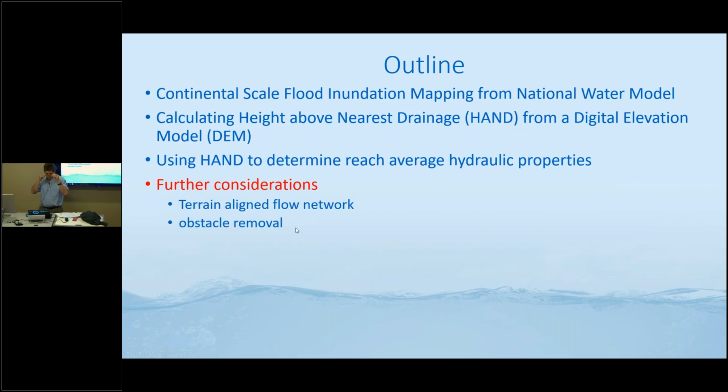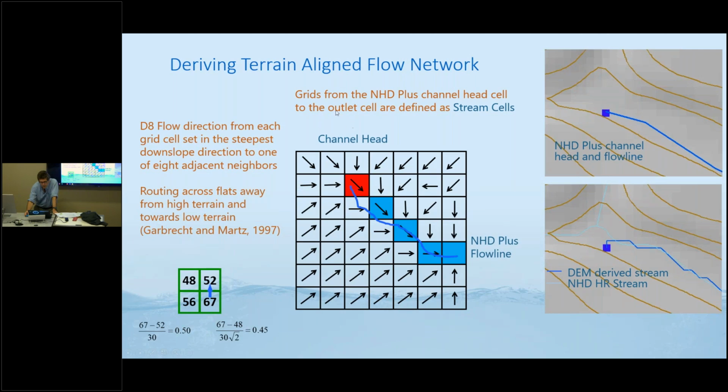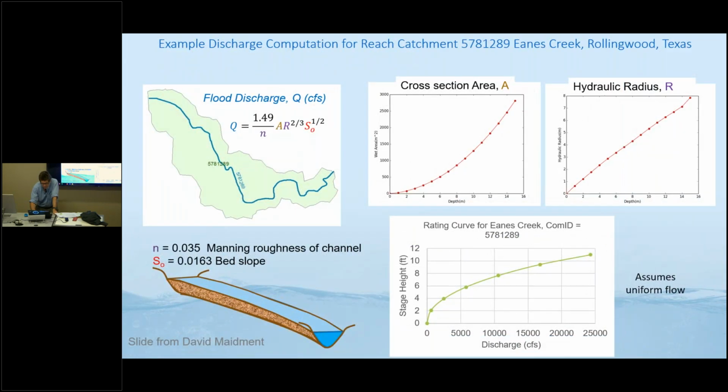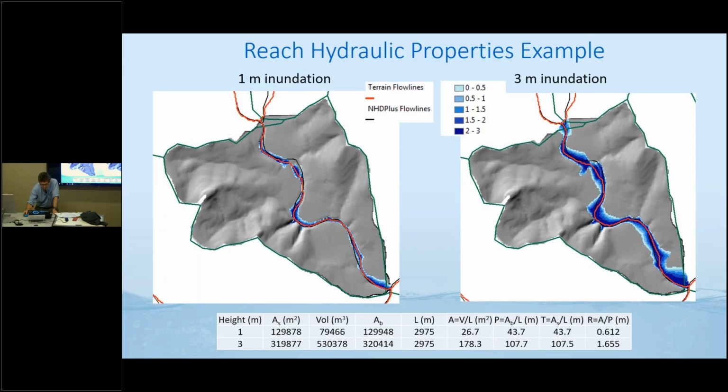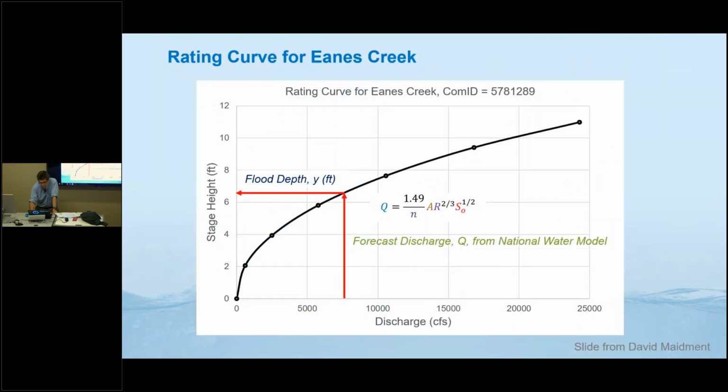So there's a few other things you do need to be concerned with. Deriving the terrain aligned flow network. So on these slides earlier, I said there was a bit too much complexity going on. The black line is what the National Hydrography dataset maps for the flow lines. They aren't exactly in the bottom of the valleys, and that causes trouble. So we actually need to map the terrain flow lines for this approach to work.